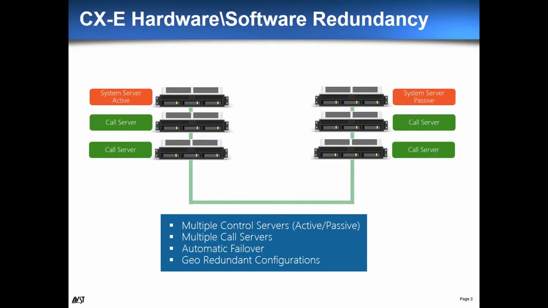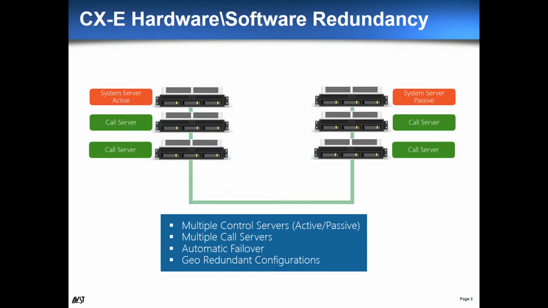In this environment, without any VMware implementation, the system is still fully redundant. In other words, any system component can fail and the system will continue running with all functionality. The two system servers are running in active-passive mode. If the active system server fails, the passive one automatically takes over. And this is one of the ways to deploy without VMware.